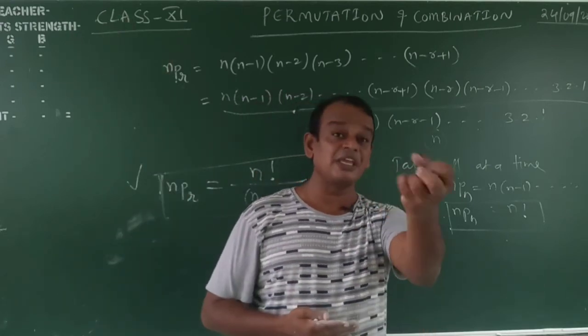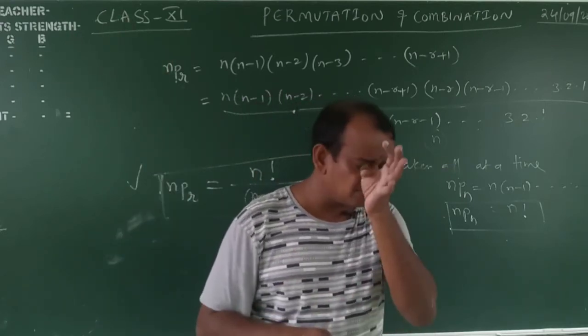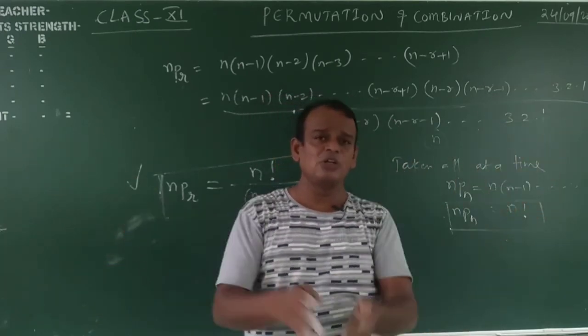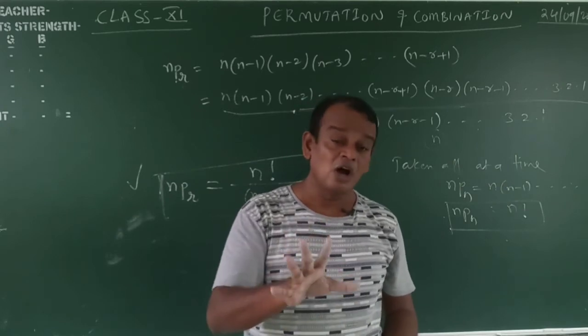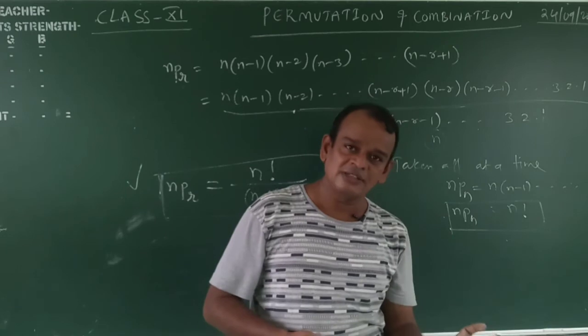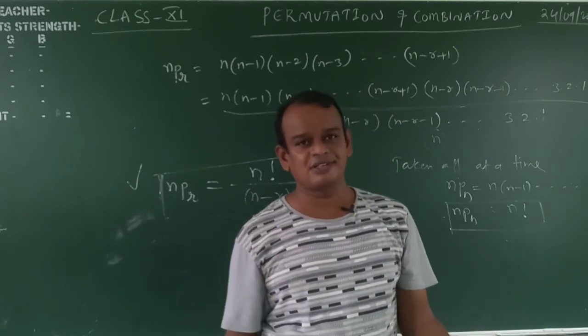It means 26P5. Only 5 vowels. You cannot discuss the other English alphabets, only vowels. How many vowels are there? 5 vowels. How many ways can we arrange the 5 vowels? 5 vowels in 5 places, in 5 factorial ways.